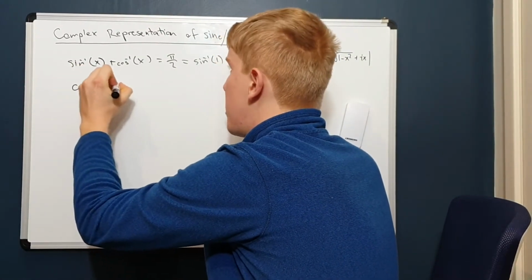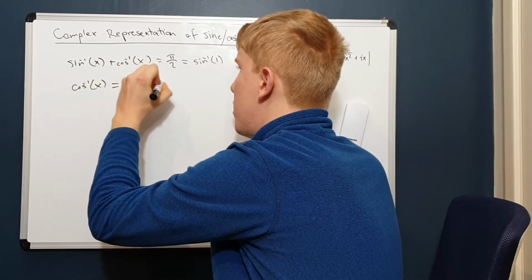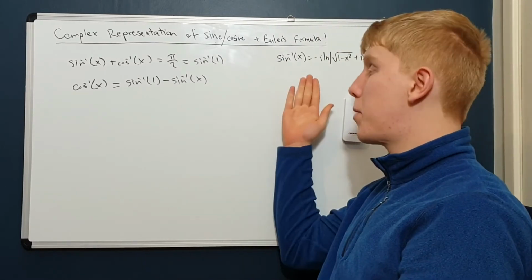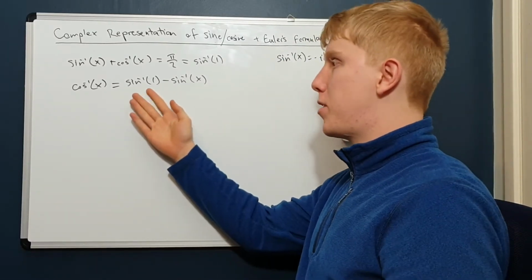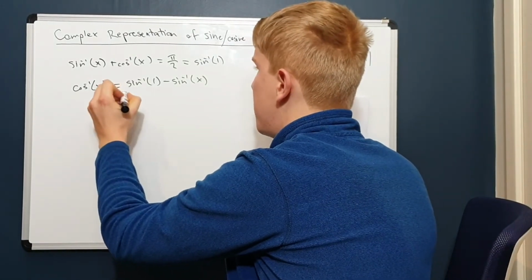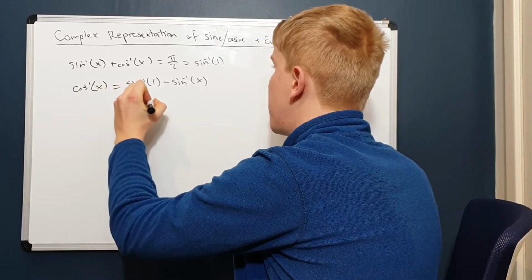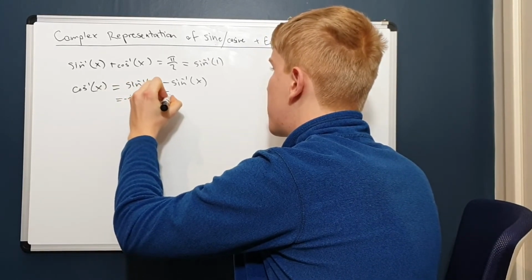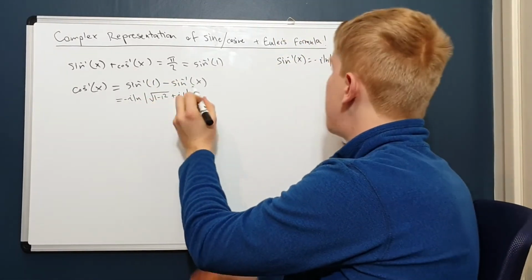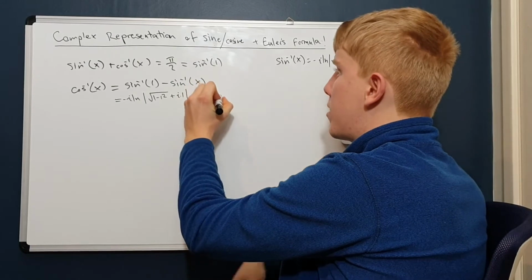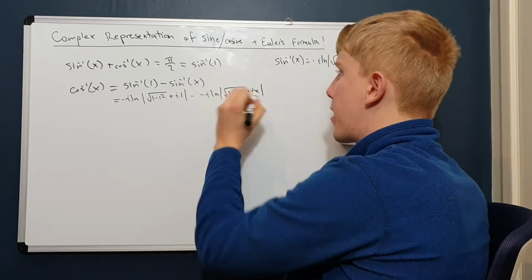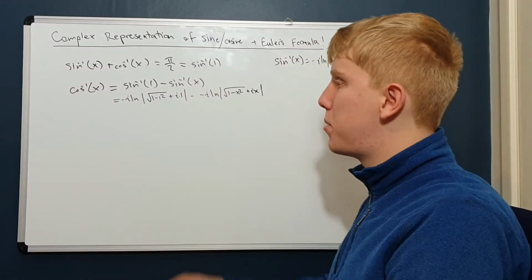inverse cosine of x equals the inverse sine of 1 minus the inverse sine of x. Here we can apply our formula, and for the first term, all we need to do is substitute in x equals 1, namely negative i multiplied by the natural log of the square root of 1 minus 1 squared plus i times 1. And for the second term, we will have minus negative i times the natural log of the square root of 1 minus x squared plus ix. Here we can now do some simplifications.